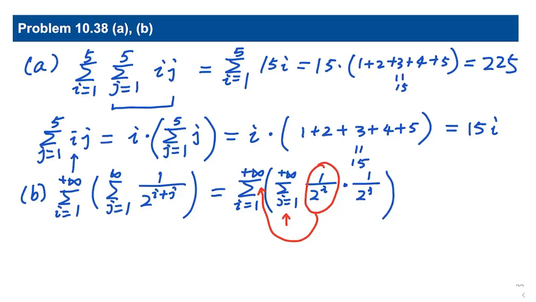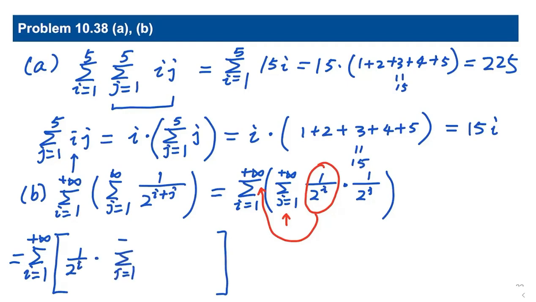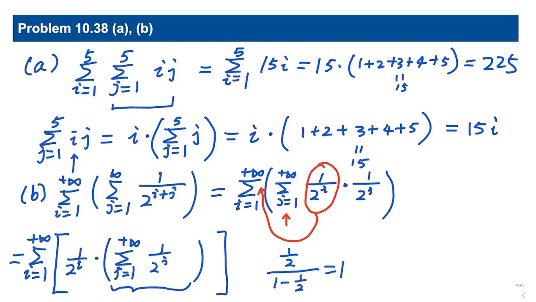What do we get? We get the sum over i from 1 to infinity of 1 over 2 to the power i, times the sum over j from 1 to infinity of 1 over 2 to the power j. What is this? This is a geometric series. The first term is 1/2, and the common ratio is 1/2 as well. This is just 1. Okay, equals 1.